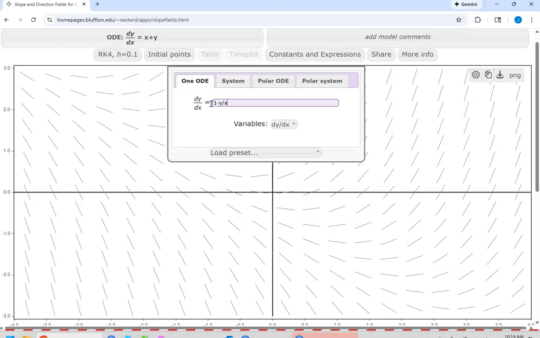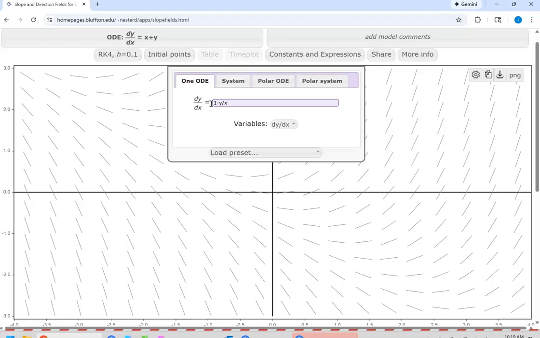Anyway, let me ask you this question. What should happen at the y-axis? Start there. What's the x value at the y-axis? 0. So what's going to happen? Yeah, you get it undefined, right? It's going to be a vertical slope, right? Agree? Okay.